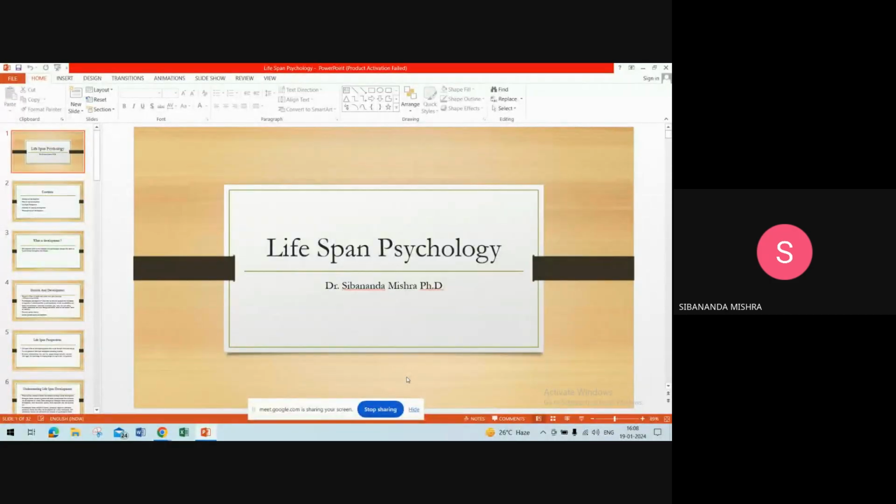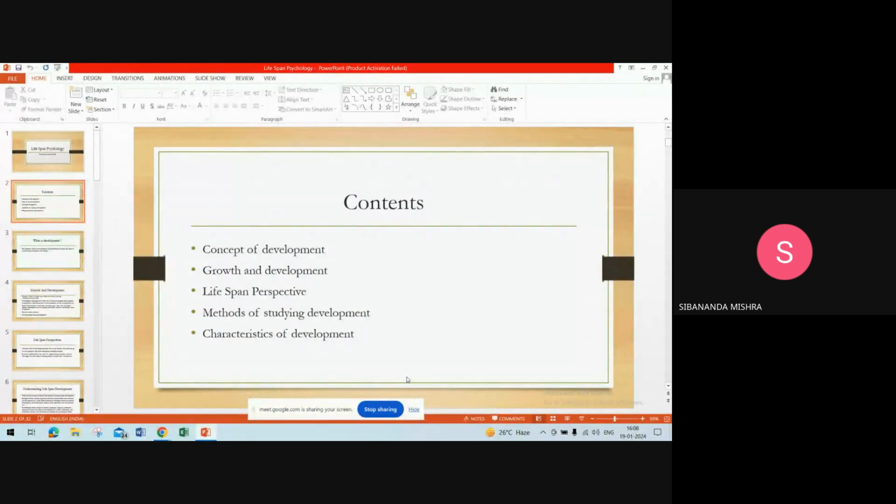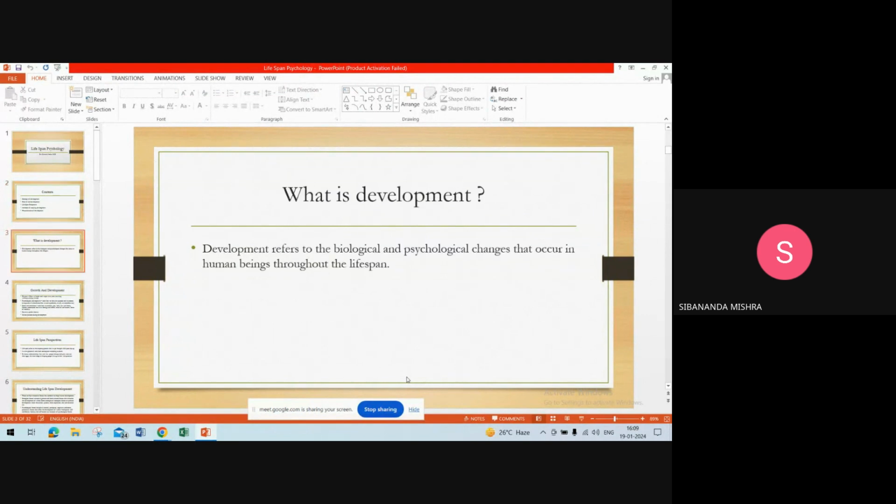It is lifespan psychology. In the first unit, we have the concept of development, growth and development, lifespan perspective, methods of studying development, and characteristics of development. Next, what is development? This is the definition: development refers to the biological and psychological changes that occur in human beings throughout the lifespan. Have you seen these slides, students? Yes, sir. So this is about development.